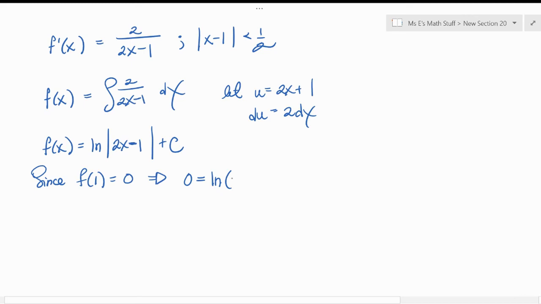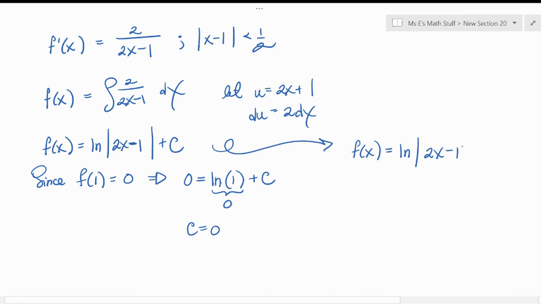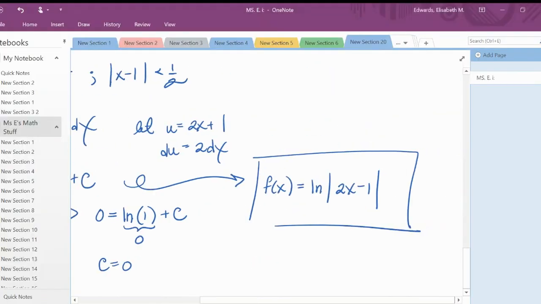Okay, so if x is 1, you'd end up with 1 there. And since natural log of 1 is 0, that means c is 0. So your final answer would be that f of x is the natural log of the absolute value of 2x minus 1. There we go. All right, let me change the color and then we'll talk about scoring.